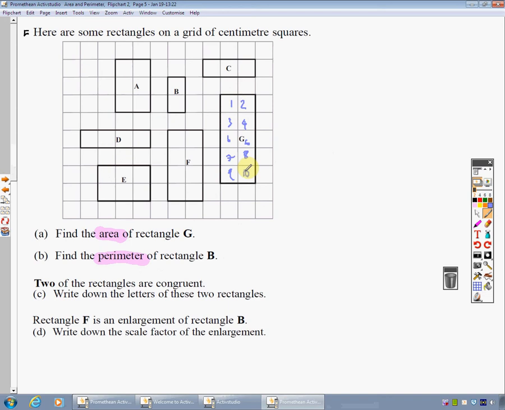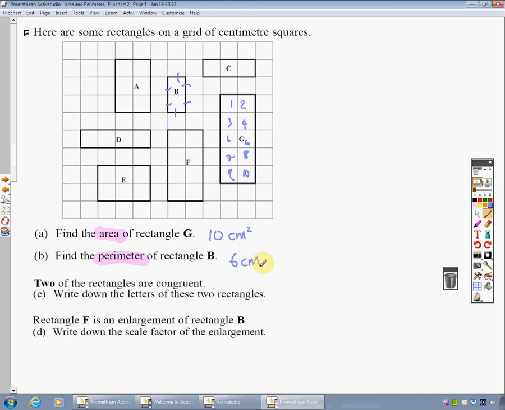Find the perimeter of rectangle B. Now I've got to find the perimeter of B. 1, 2, 3, 4, 5, 6. 6 centimeters. Now this is something new we've not had before. I've put it in here though just so you can have a little look at something different.